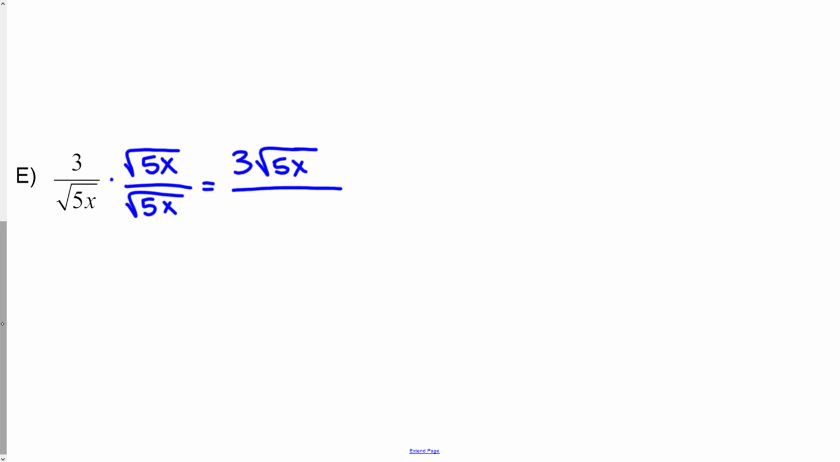The square root of 5x times the square root of 5x. It's the same thing as squaring a square root, which cancels itself out, so you end up with just 5x. There's nothing left to reduce here. 3 doesn't go into 5. This is as far as we can take it. So this is the final answer.